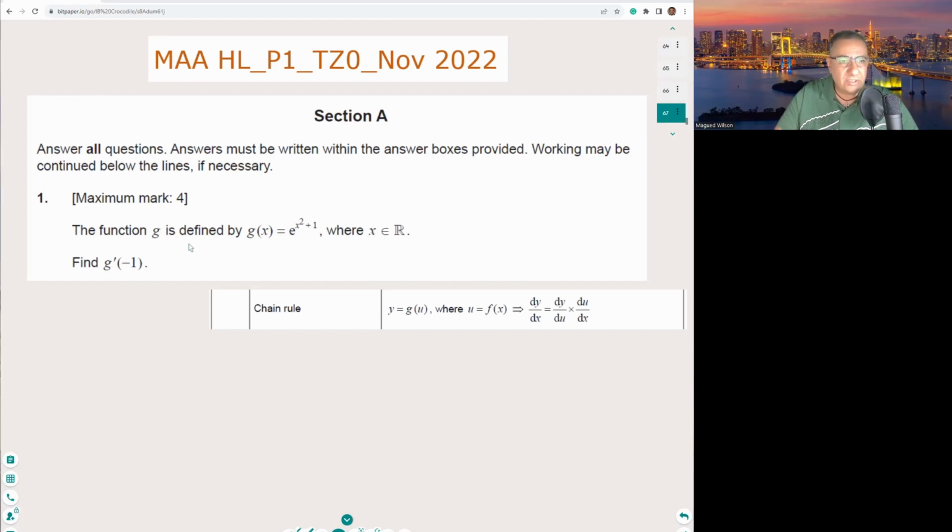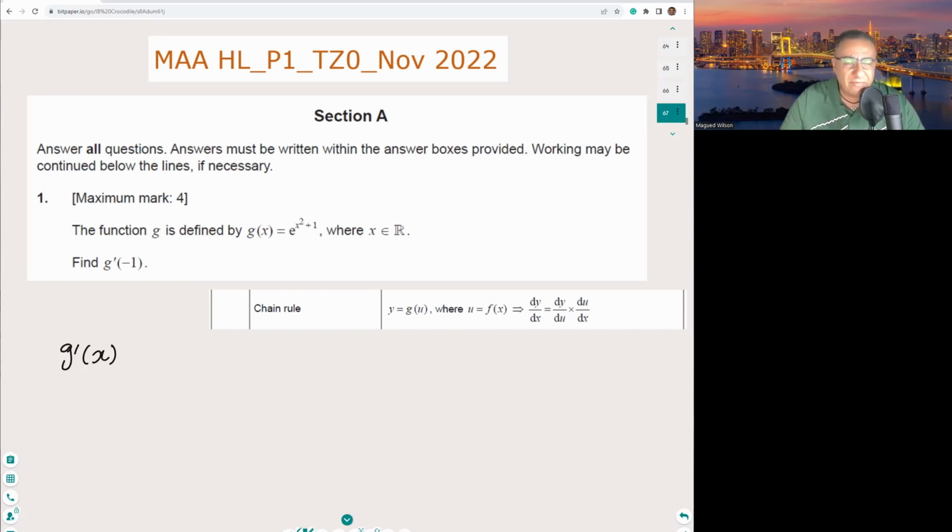The function g is defined by g of x is equal to e to the power of x squared plus 1, where x belongs to R. Find g prime of minus 1. So g prime, as you know, is the first derivative, right? Sometimes they call it g dash, but I prefer g prime. And let's first find g prime of x as the first derivative.